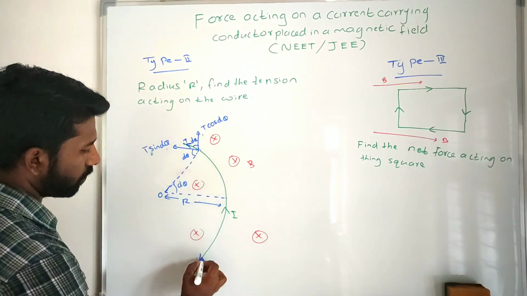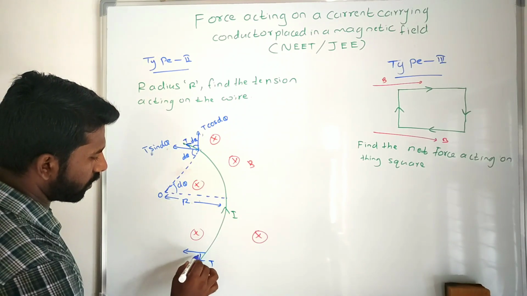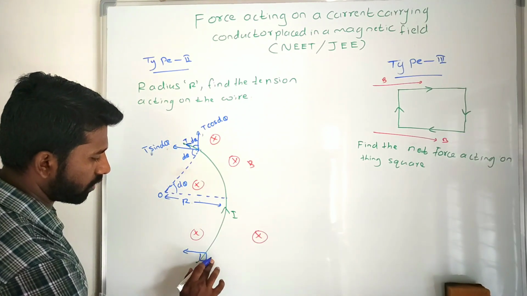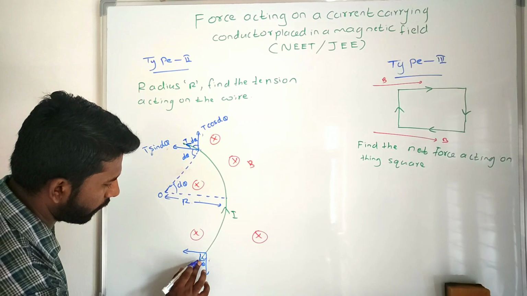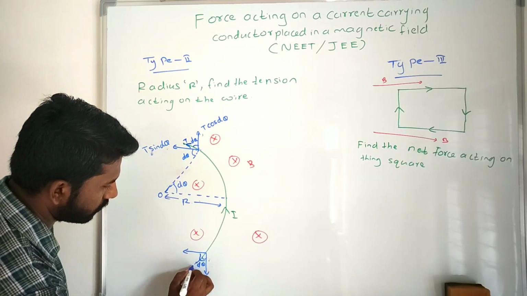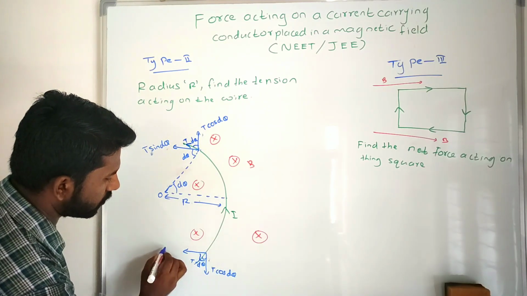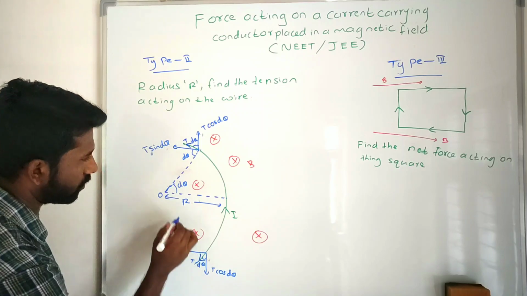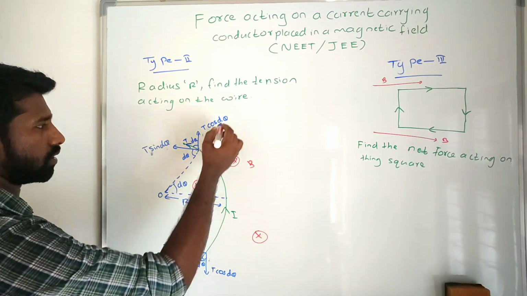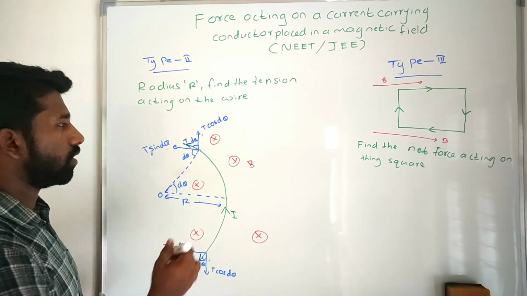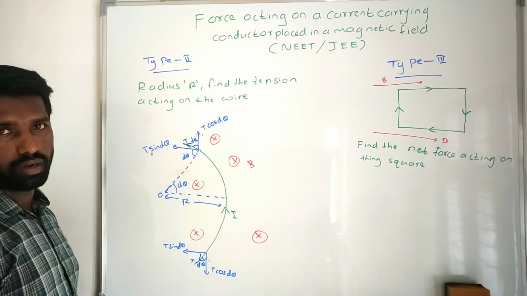Clear? In a similar way, here also the tension I am going to split into two components, one along this direction and another in the downward direction. So this will be d theta. So this is T cos d theta, and this is T sin d theta, you will get in the similar way. So here T cos d theta and T cos d theta will cancel. Only this component remains, that is the T sin d theta component only.